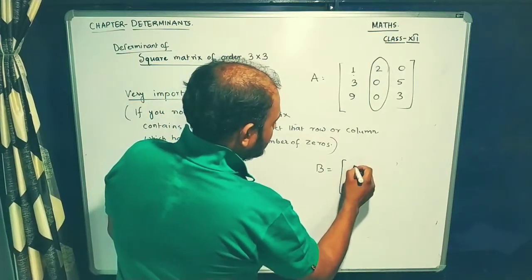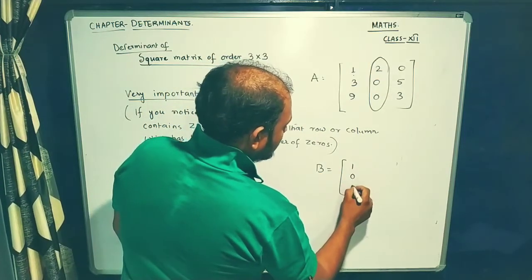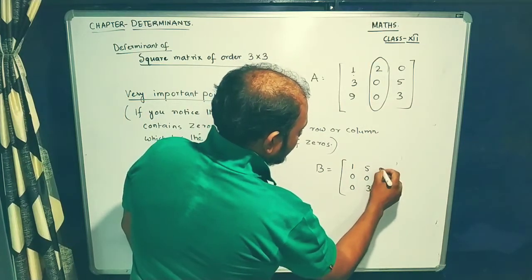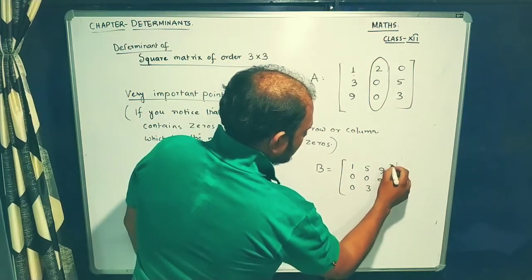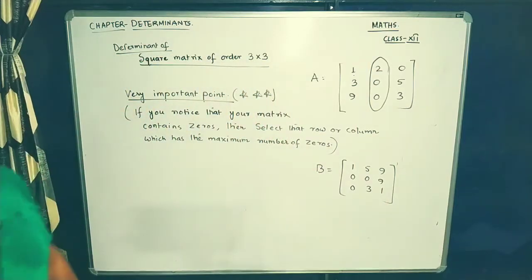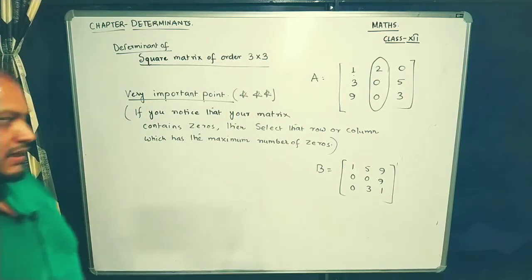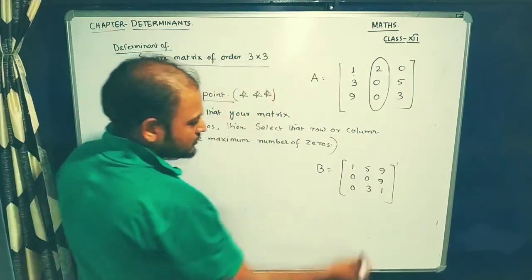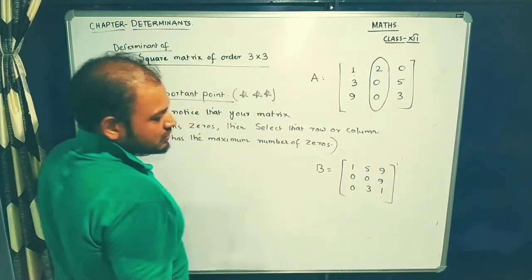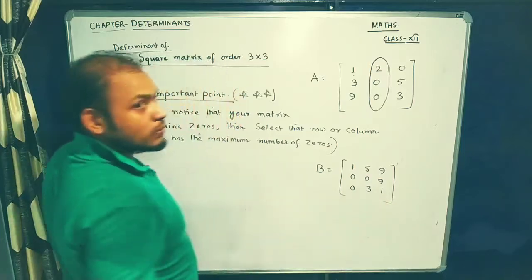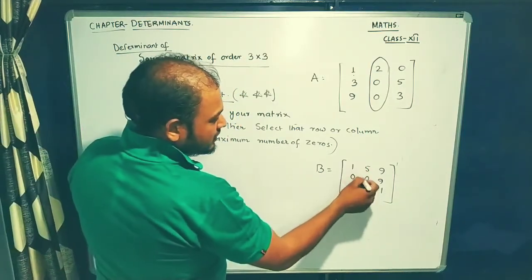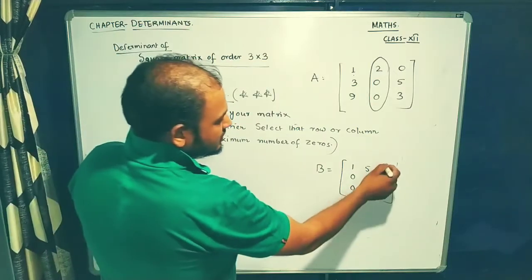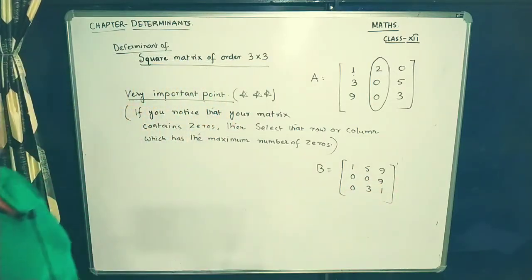Let us say B is equal to 100, 503 and 991. Which row or column should you select this time? Tell me. See, the first row contains no zeros. Second row contains 2 zeros. Third row contains 1 zero. First column contains 2 zeros, second column contains 1 zero, and the third column contains no zeros.